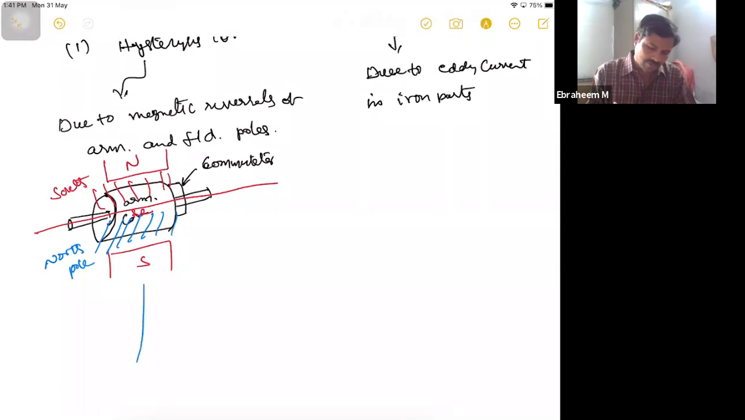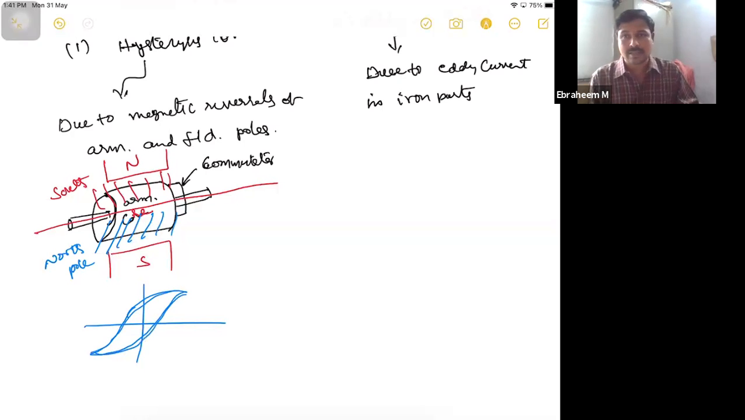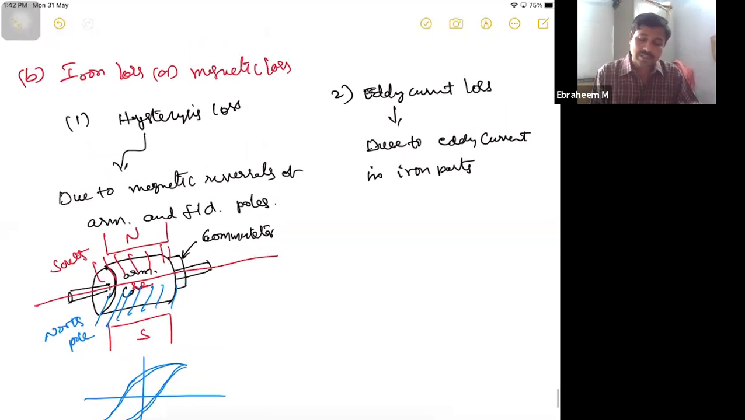You might have seen a graph like this. It is called the hysteresis curve. Magnetization in one direction, demagnetization, and magnetization in another direction. That's why it is called hysteresis loss. Okay, next, eddy current loss.